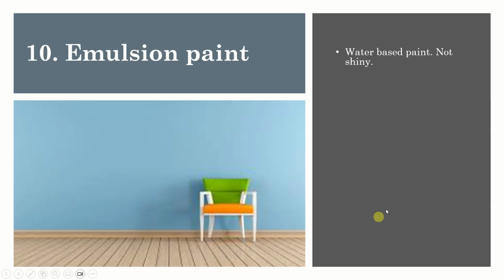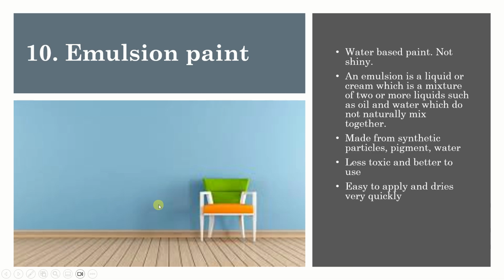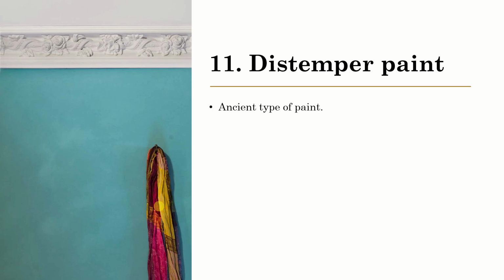Emulsion paint. It is a water based paint, not shiny. It's a matte finish. An emulsion is a liquid or cream which is a mixture of two or more liquids, such as oil and water, which do not naturally mix together. It is made from synthetic particles, pigment and water. So it is less toxic and better to use. Easy to apply and dries very quickly. It can be used for wood, metal, indoor and outdoor.